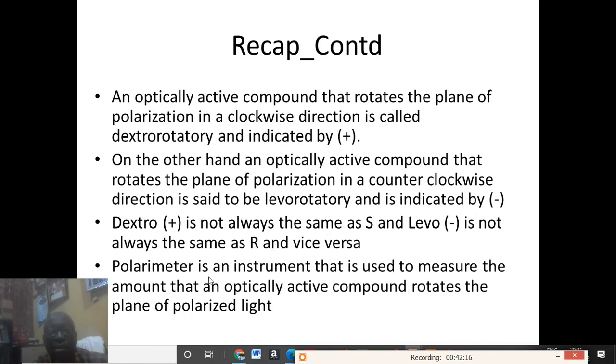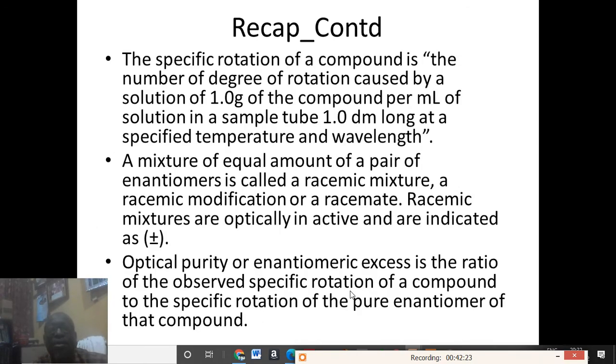A polarimeter is an instrument that is used to measure the amount that an optically active compound rotates the plane of polarized light. The specific rotation of a compound is the number of degrees of rotation caused by a solution of 1.0 gram of the compound per mL of solution in a sample tube of 1.0 decimeter long at a specified temperature and wavelength. A mixture of equal amounts of a pair of enantiomers is called a racemic mixture, a racemic modification, or a racemate.